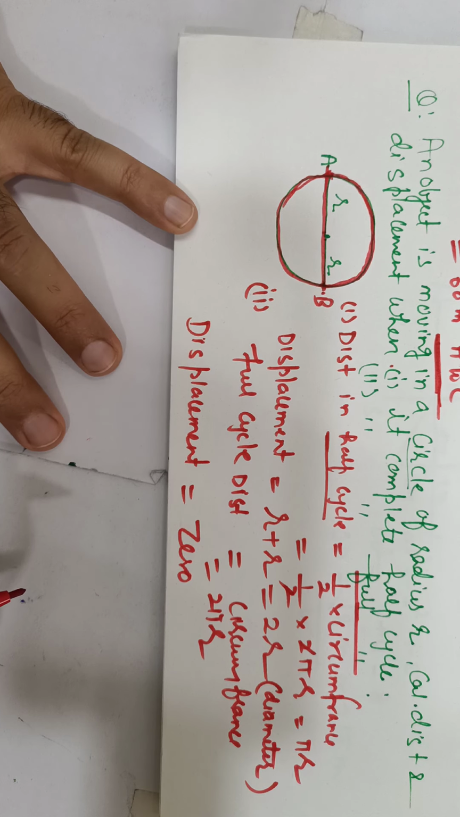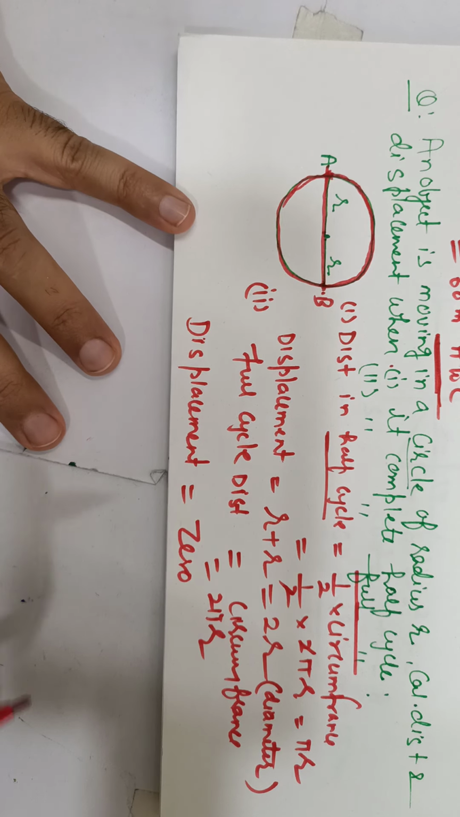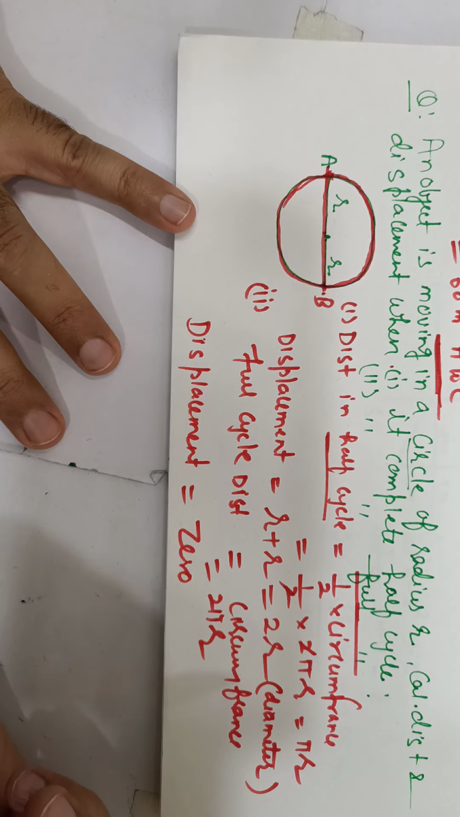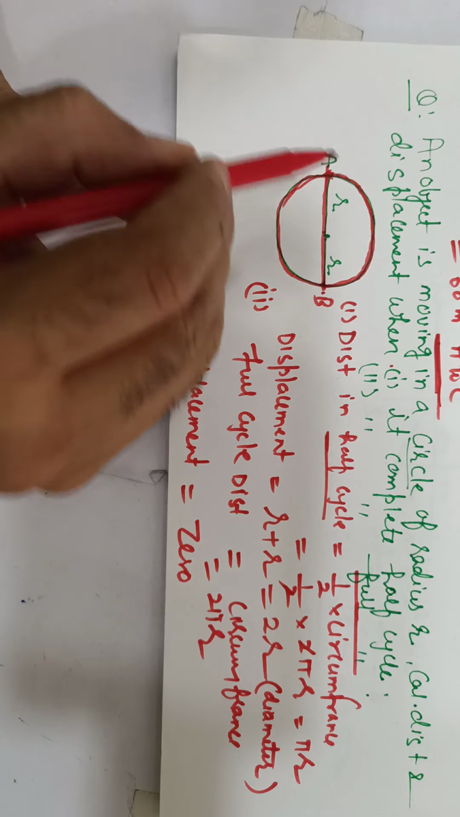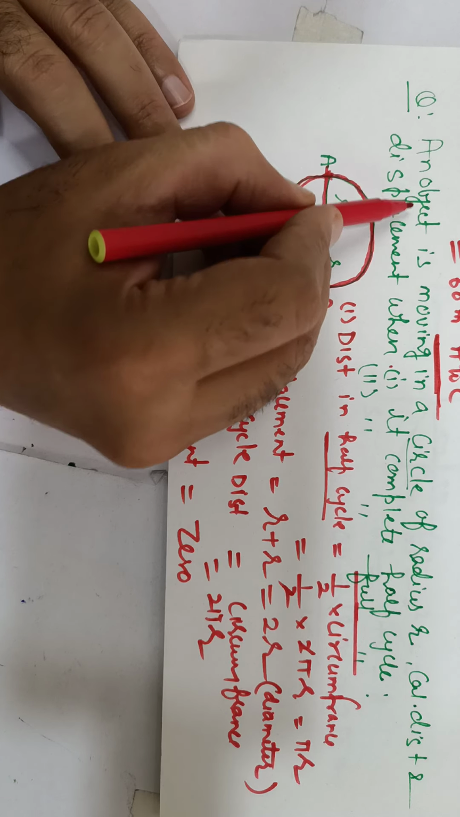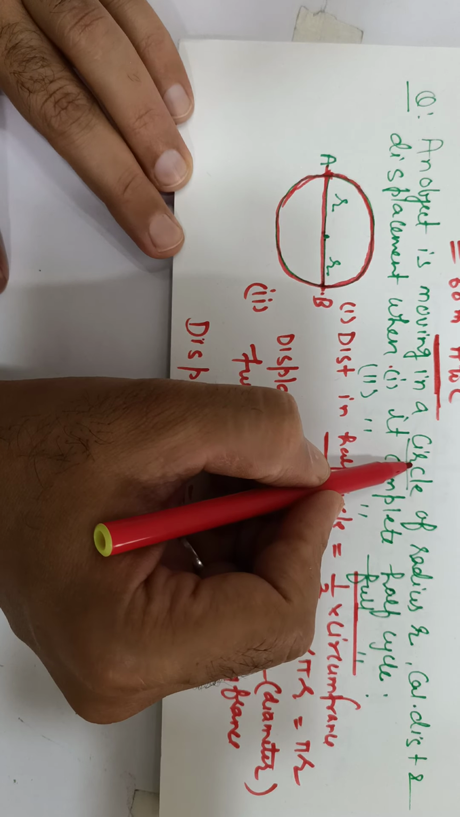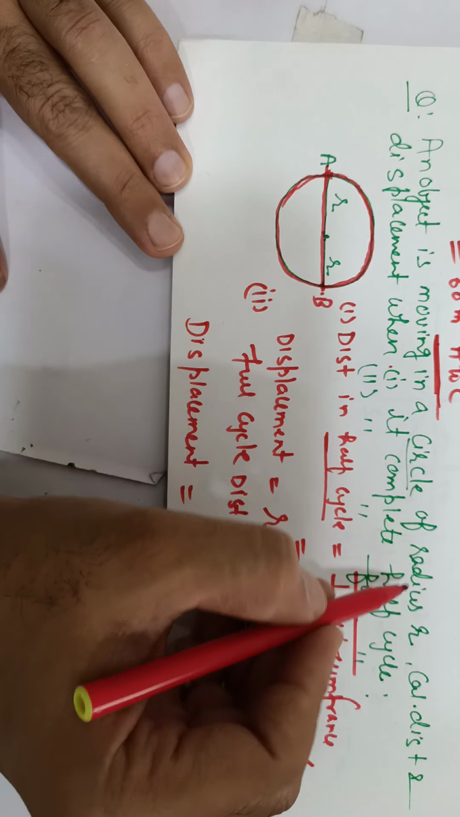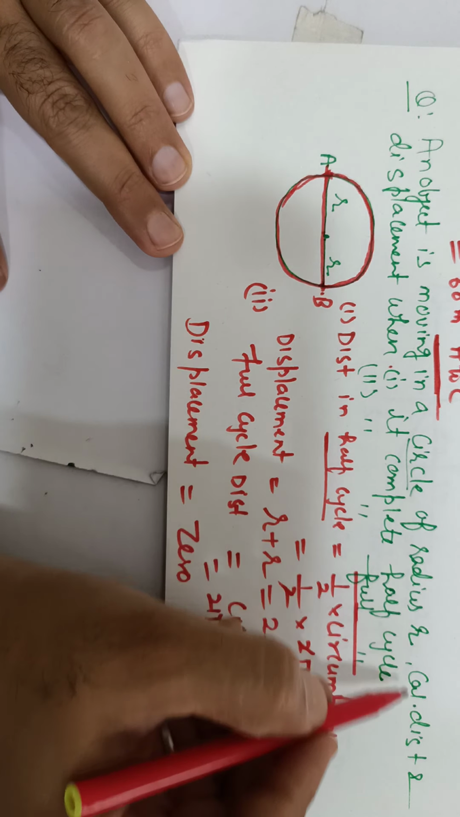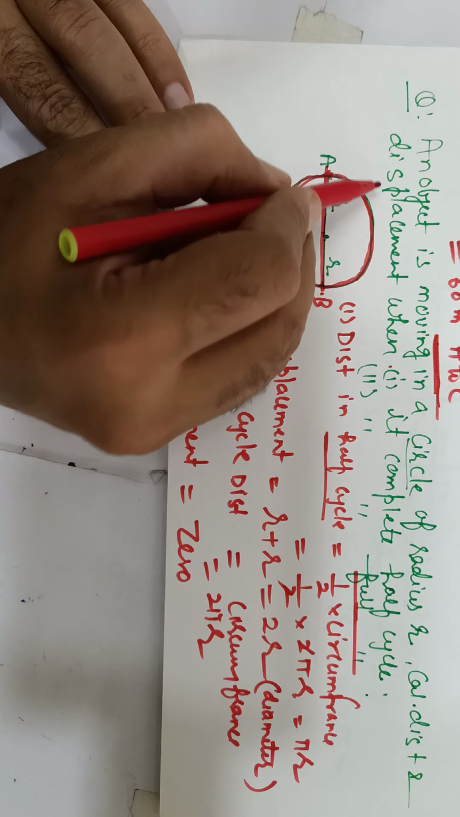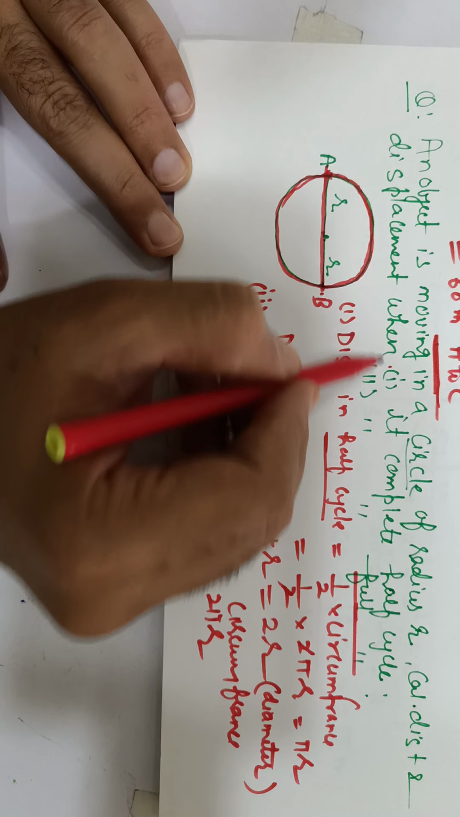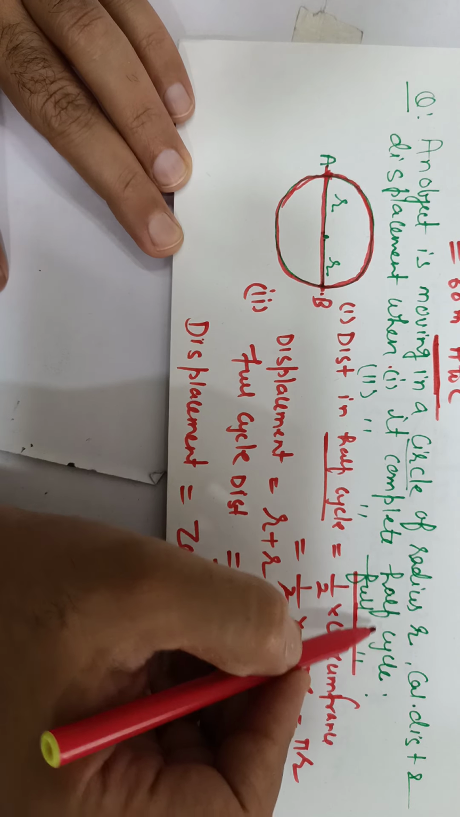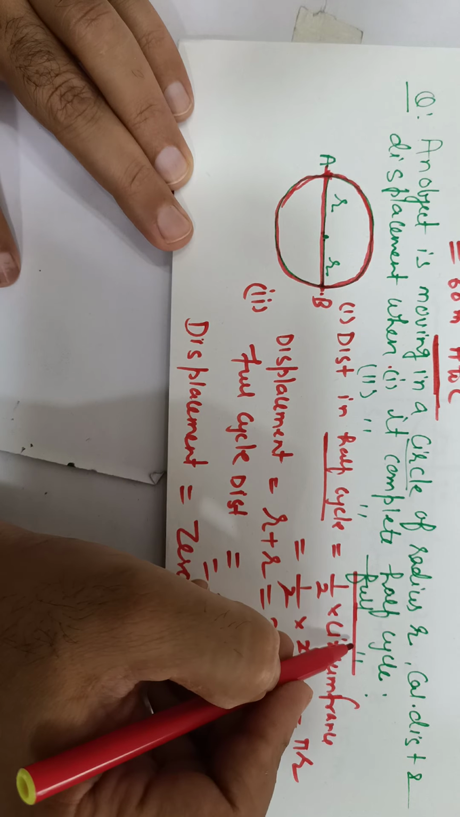In the previous video, we discussed distance and displacement. Let us discuss some more examples of distance and displacement. The question is: an object is moving in a circle of radius r. Calculate the distance and displacement when it completes a half cycle and when it completes a full cycle.